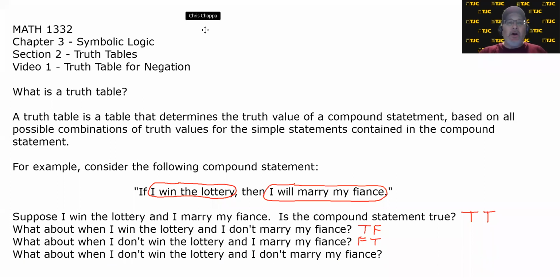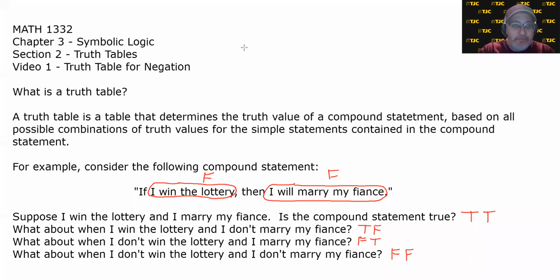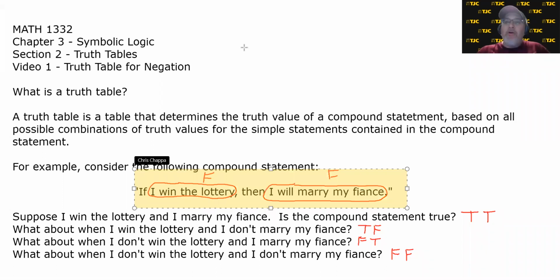What about when I don't win the lottery and I don't marry my fiance? In other words, the two halves of the conditional are false. I win the lottery: false. I will marry my fiance: false. Under those conditions, let's try this again, will this conditional statement be true or false?